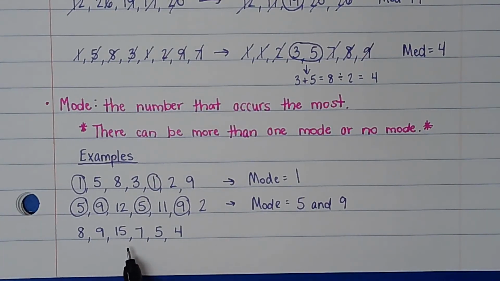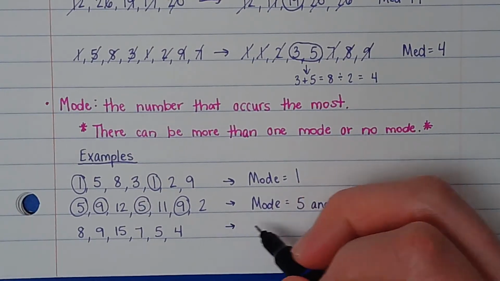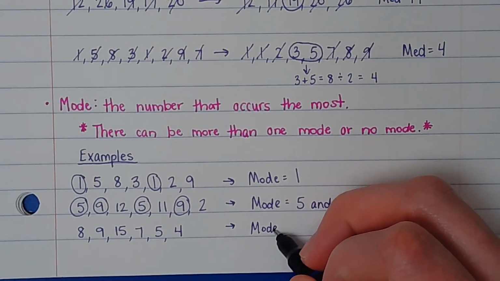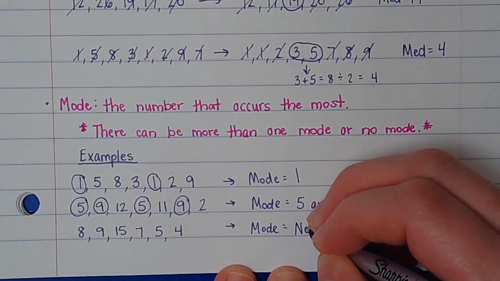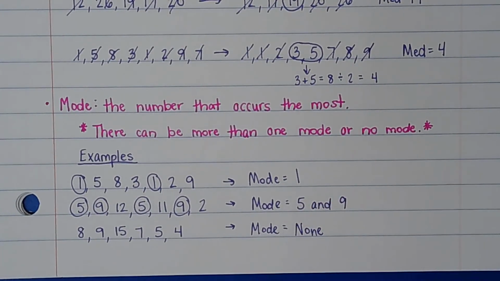All right, let's look down here. Well, nothing's repeating down here. All right, don't put 0. Don't put that your mode is 0, because then I'm going to think, oh, 0 is the one that keeps repeating. If there's no mode, then you just put none. You would just write out the word none, because there's no mode. Nothing's repeating over and over.